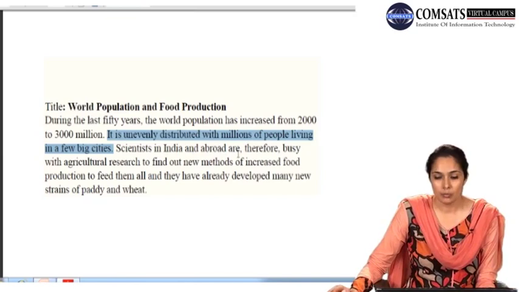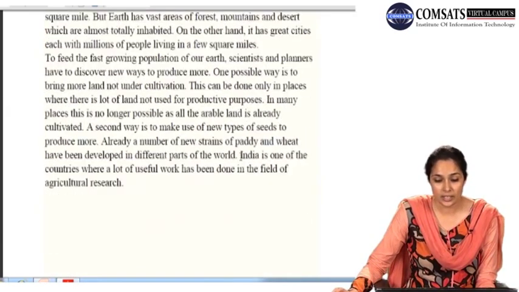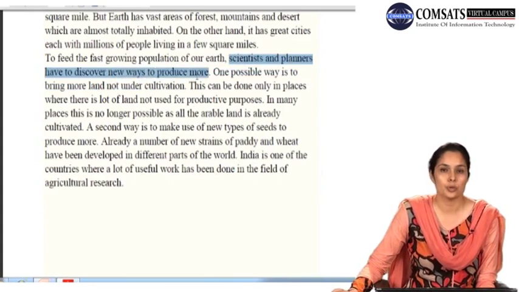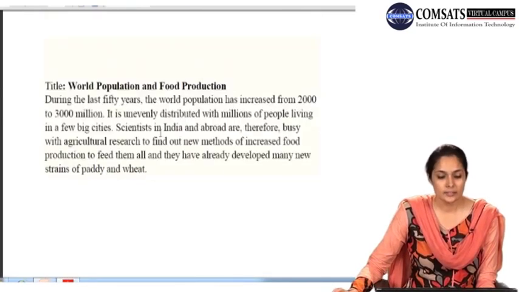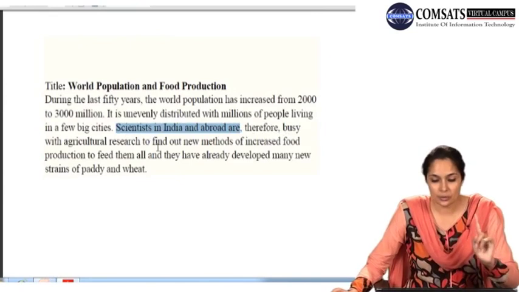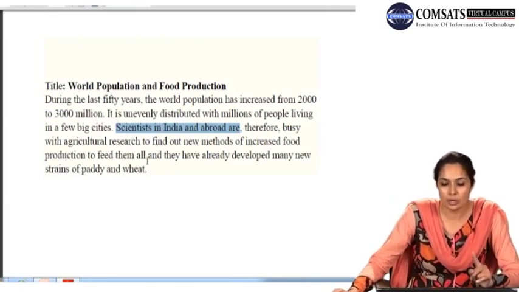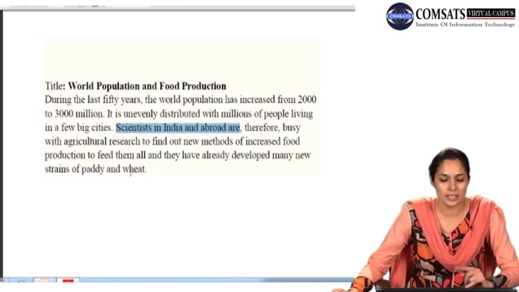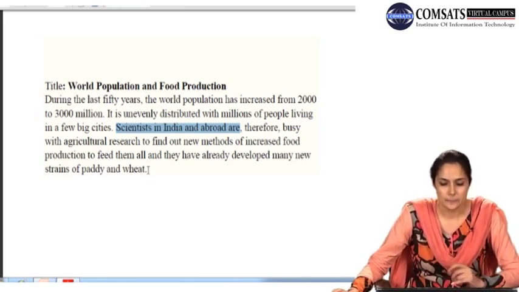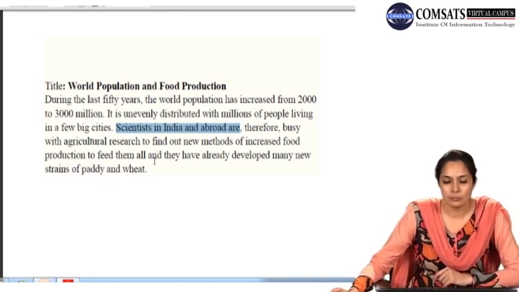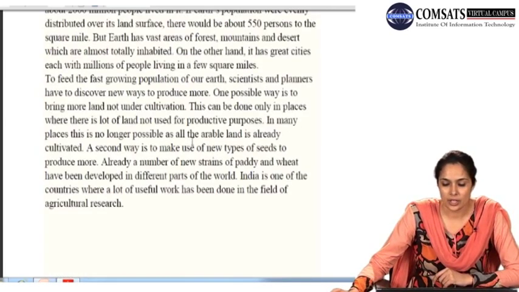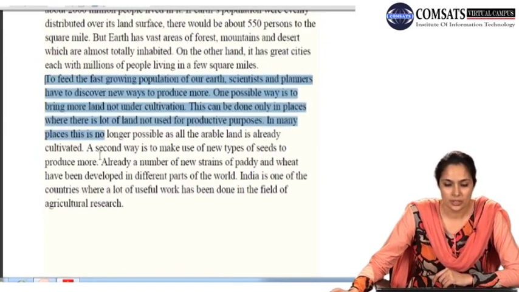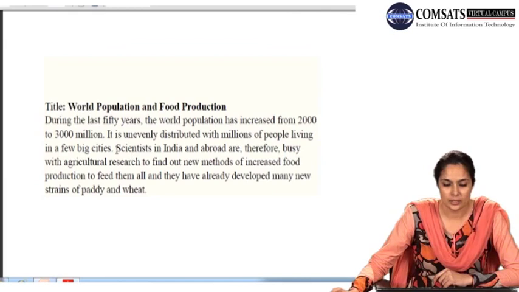Scientists in India and abroad. Now, why are they referring to India? Because India is mentioned here, and other researchers also are talking about it. Scientists and planners have discovered new ways to produce more. So they have put it together. Scientists in India and abroad are therefore busy with agricultural research to do what? To find out new methods of increased food production to feed them all, and they have already developed many new strains of paddy and wheat. So here is another important thought from your paragraph, starting from here, this whole thing is written in just this much of a line.